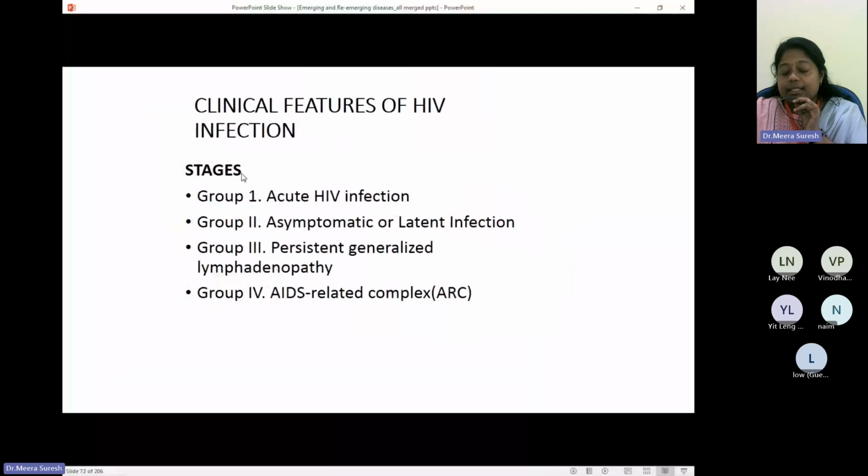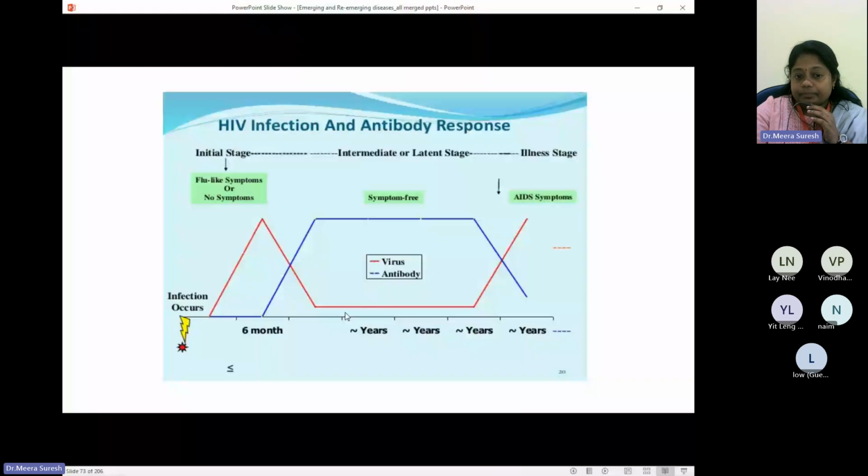Now, the clinical features. We can divide HIV infection into 4 stages. The first one is acute HIV infection. Then the second stage, asymptomatic or latent infection. The third one is PGL, or persistent generalized lymphadenopathy. And group 4 is the AIDS-related complex. So this is a graph which shows these stages.